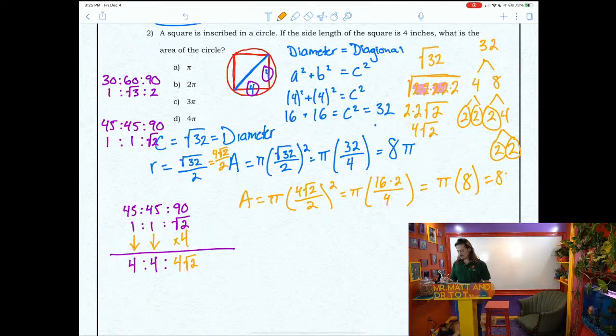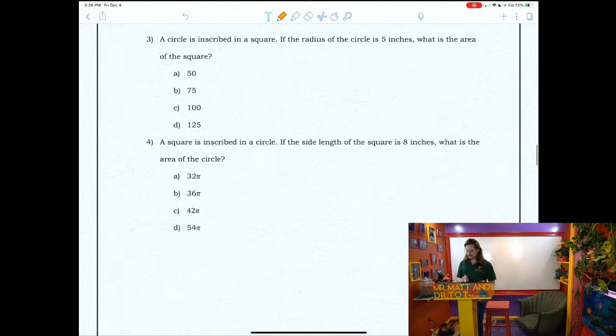I do apologize, there's a typo in these answer selections. The answer should have been 8 pi, so that should have been available. I do apologize. If there are any questions, please let me know. Otherwise, let's take a look at 3 and 4.